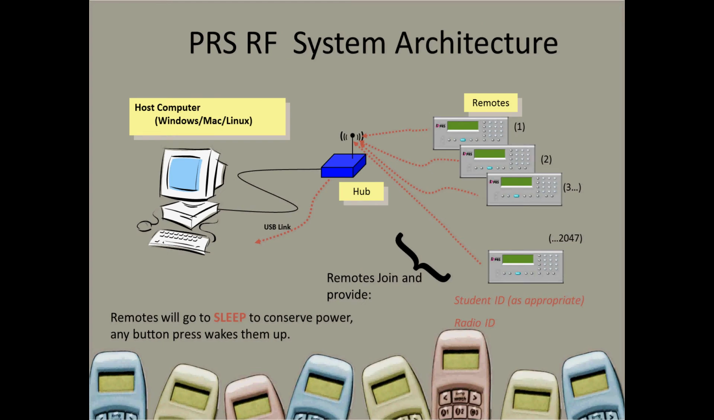This illustration shows how the PRS operates. The teacher computer is considered the host computer, and the hub is connected to it by a USB link. The remotes or clickers connect and transmit data to the hub using an RF radio frequency. Once the remotes join the class, it will provide the teacher with the student ID and radio ID, along with the answers the student chooses during the lesson.